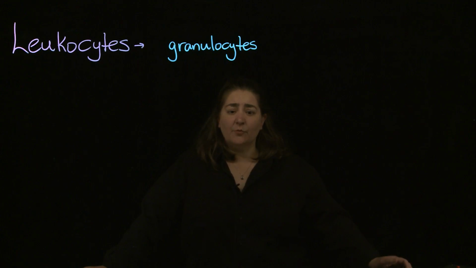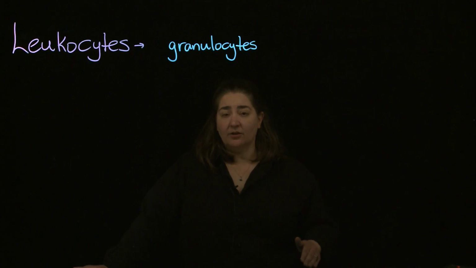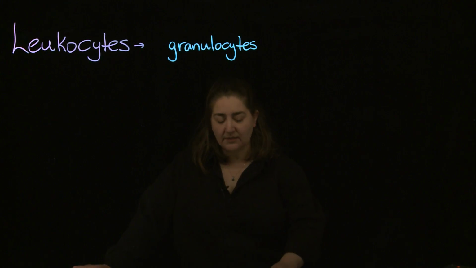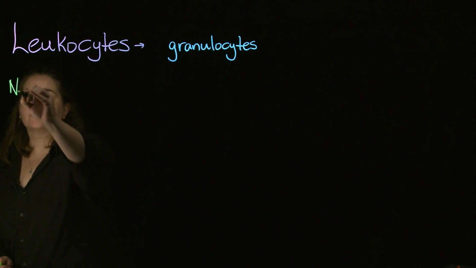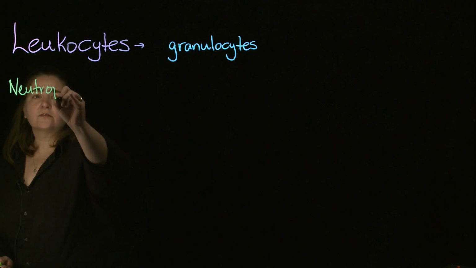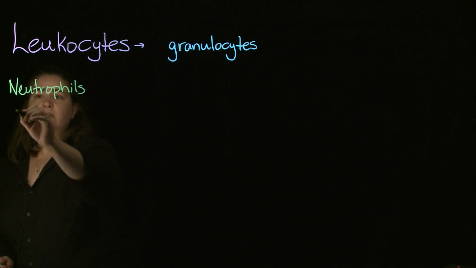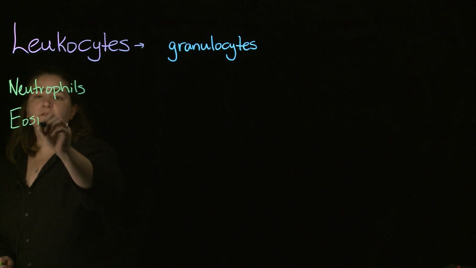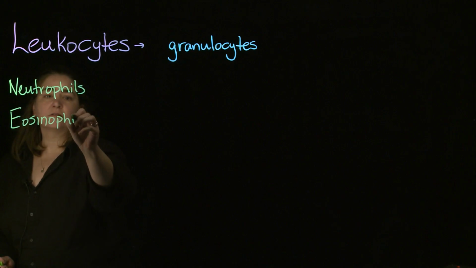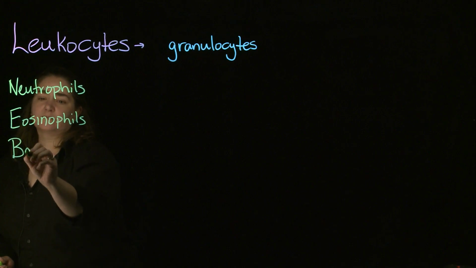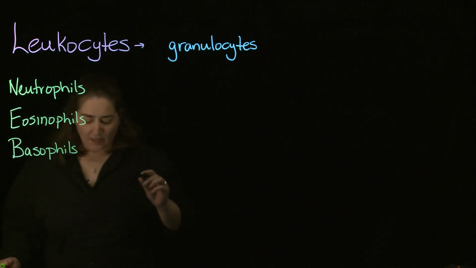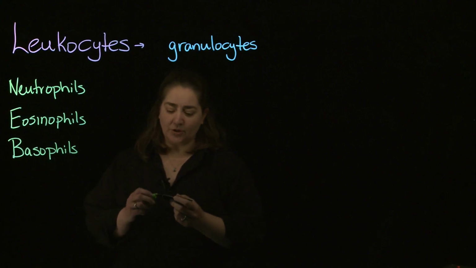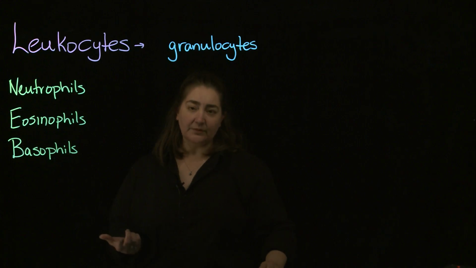All right, with our white blood cells, the first white blood cells we're going to concentrate on are going to be the granulocytes. And in terms of the granulocytes, we have neutrophils, eosinophils, and basophils. All right. And in terms of their function, each is going to be a little bit different.